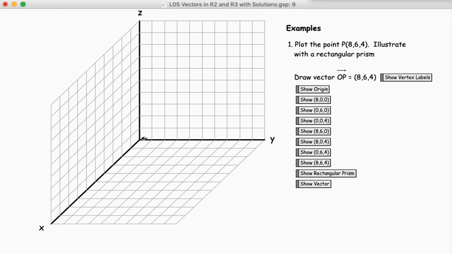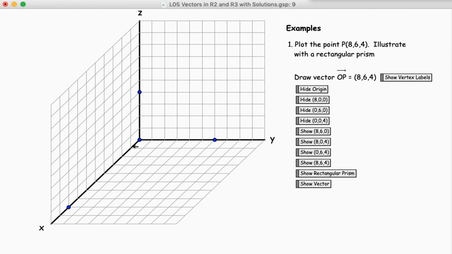So the first thing we're going to do is show where the origin is. It's right there. And then I need to plot 8, 0, 0. I'd come out in this direction all the way out to 8. There's 8, 0, 0. Now 0, 6, 0 would be: don't move in the X direction, move in the Y. 1, 2, 3, 4, 5, 6. 0, 0, 4 is only move in the Z direction, so 1, 2, 3, 4. That would be that one right there.